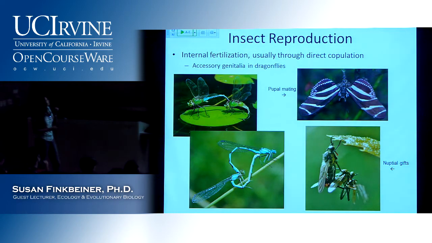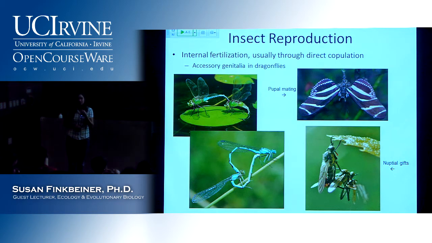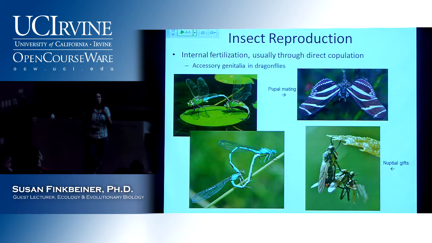Onto insect reproduction. Insects do have internal fertilization. This is usually through direct copulation. Of course, there are some exceptions. For example, dragonflies have something called accessory genitalia. The males, on their second abdominal segment, have an extra set of genitalia where they actually store their sperm. And they also have something called claspers at the end of their abdomen.